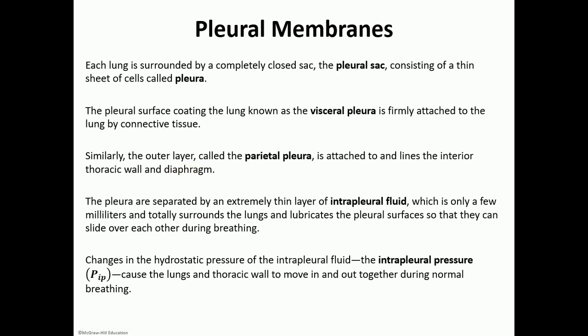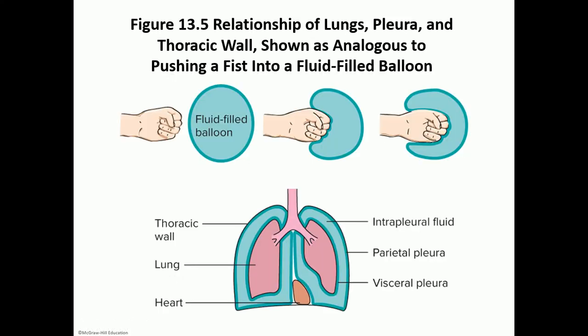There is a space between these two layers, and that is known as the pleural cavity. And there is a very thin layer of serous fluid known as the intrapleural fluid. Because of the hydrostatic pressure of that fluid, there is an intrapleural pressure found between the visceral and the parietal layers. So we'll take a look in here and explain how these two layers are formed.